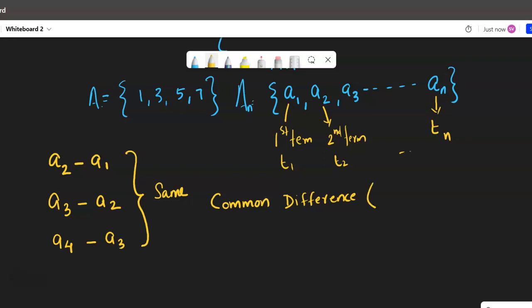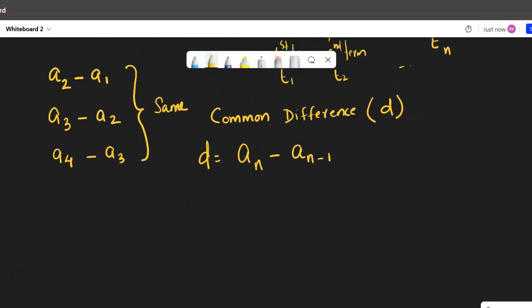Let me use the letter d to represent the common difference. So the common difference d is equal to an minus an minus 1. If it is a sequence with A1, A2, A3, etc., An as its terms, then if n is 3, this is A3 minus A2. If n is 5, this is A5 minus A4, like that. So we have the common difference d equal to an minus an minus 1.